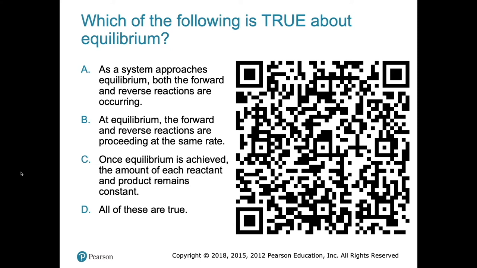Because in fact, remember these rules about equilibrium, okay? As a system approaches equilibrium, both the forward and reverse reactions are occurring. That is correct. At equilibrium, the forward and reverse reactions are proceeding at the same rate, and that's true too. And once equilibrium is achieved, the amount of reactant and product remains constant. Okay, those are three of the most important parts of this chapter. You need to remember that. It will help you answer a lot of questions.